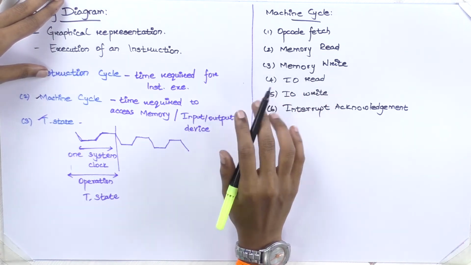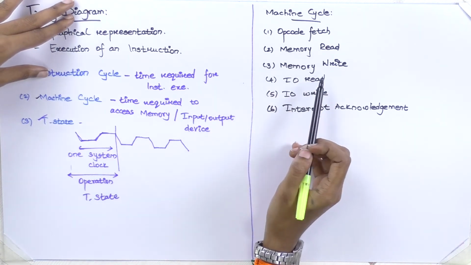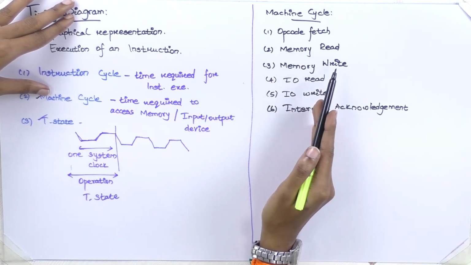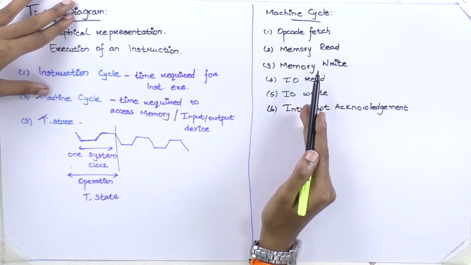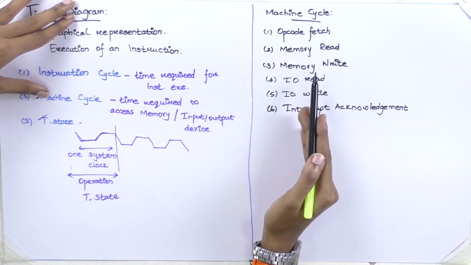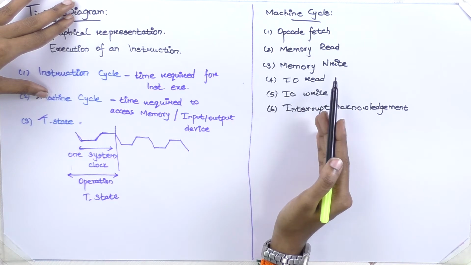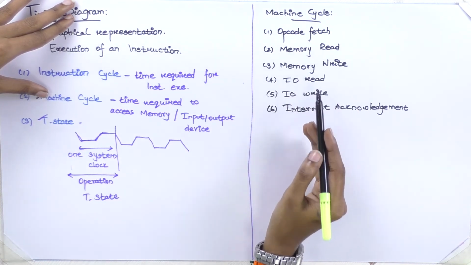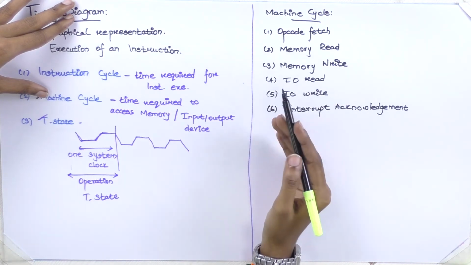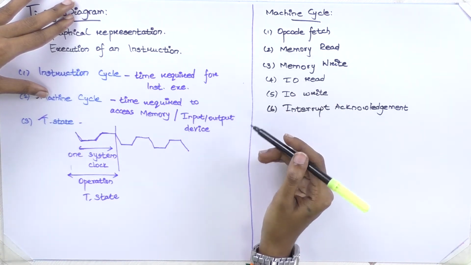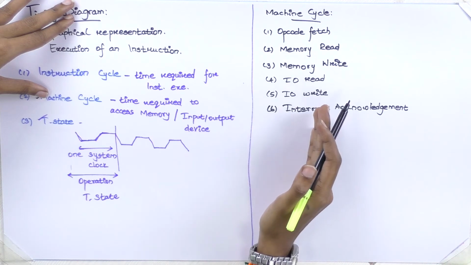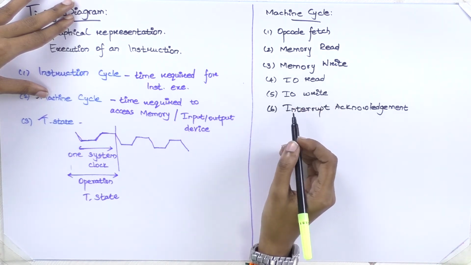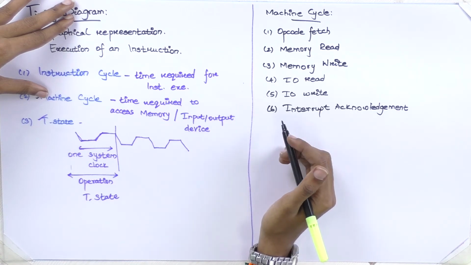Once again, the machine cycles are: opcode fetch, memory read, memory write, input output read, input output write, and at last interrupt acknowledgement. All these machine cycles will have some T states. To perform its operations, it will occupy some T states, because T state is the basic unit in the timing diagram. So to perform an operation, T state is most important. We will see how many T states each machine cycle occupies.